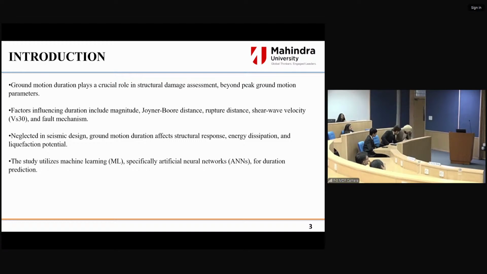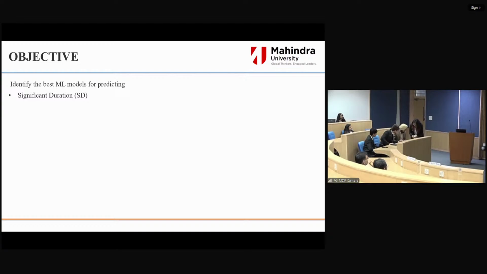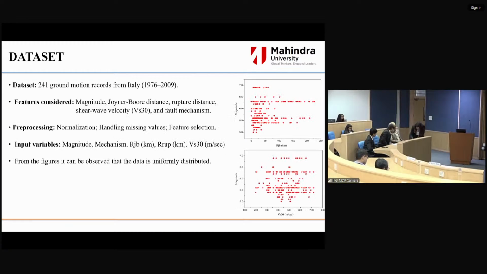This study explores the use of machine learning, specifically artificial neural networks, to predict ground motion duration. The primary objective of this study is to identify the best machine learning models for predicting significant duration in seismic events. By leveraging data driven approaches, we aim to improve accuracy in duration estimation, which is essential for seismic risk assessment. Now, talking about dataset, the dataset consists of 241 ground motion records from Italy. Key features include magnitude, fault mechanism, Joyner-Boore distance, rupture distance, and shear wave velocity. The data underwent pre-processing, including normalization, handling missing values, and feature selection, ensuring a high-quality input for model training.